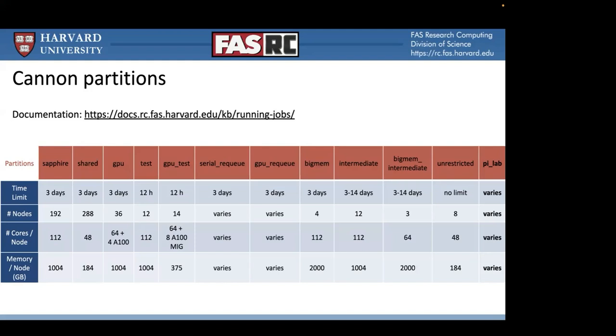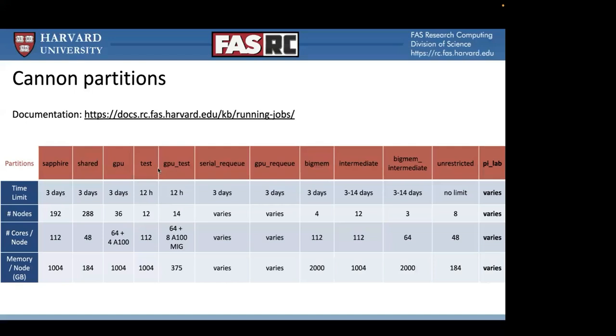This is for everyone. So on Canon, the names of these partitions are like Sapphire, Share, GPU, Test, all of these different things. And they have different limitations on them. So for example, the test partition. The time limit on here is 12 hours. So if you're trying to work on debugging your code or you're just getting started on the cluster, the test partition is a good place to start. You can only request up to 12 hours on here. There's a lot of memory on here for each node, along with 112 cores per node.